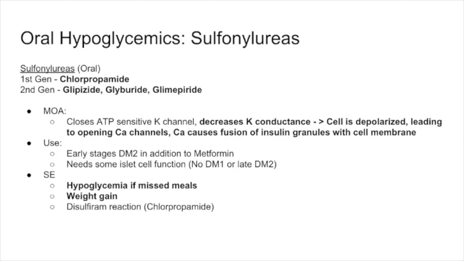Now, the trick for that is that you actually need a functioning pancreas or functioning beta cell for the sulfonylureas to work. So the sulfonylureas, they're used for early stages type 2 diabetes in addition to metformin. As I've said, you need some islet cell function. So it doesn't really work in type 1 diabetes because there is no really islet cell function left, or late type 2 diabetes because you've burnt out all of your islet cell function.